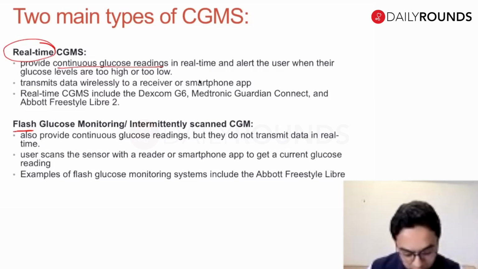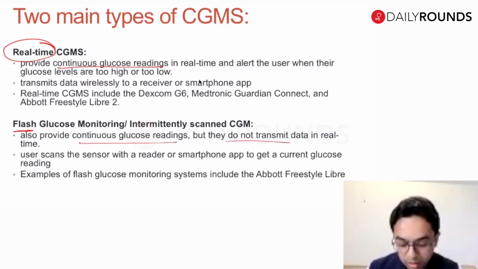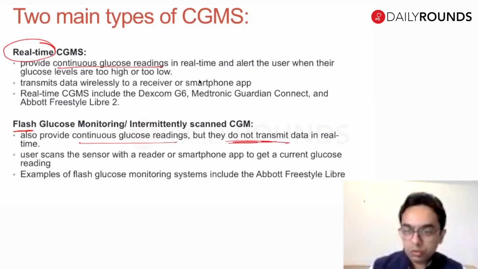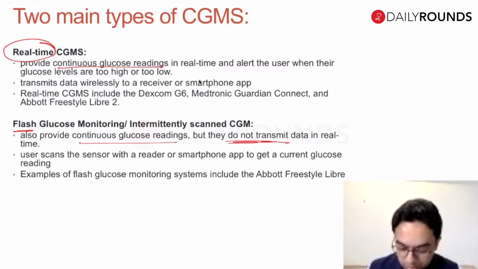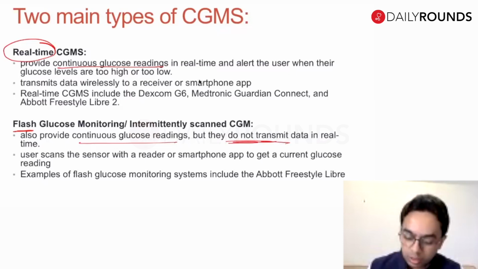So this records the blood sugar continuously, but it does not transmit the data in real time. That is the basic difference. It's not that it does not record the data; it records the data every 1 minute. That is the basic concept of your CGM. Okay, so this is flash CGM, which most of us are using in India.